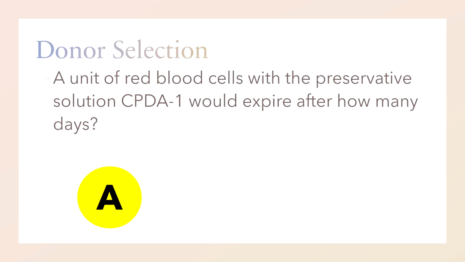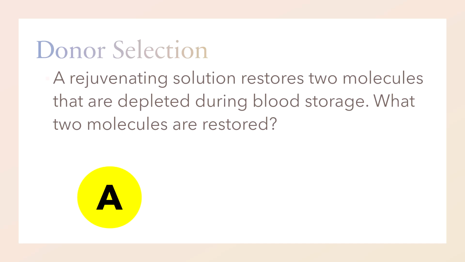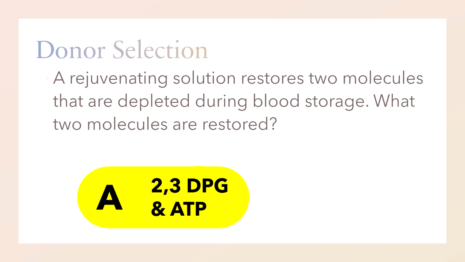A unit of red blood cells with the preservative solution CPDA-1 would expire after how many days? 35 days. A unit of red blood cells with the preservative solution CPD or ACD would expire after how many days? 21 days. A rejuvenating solution restores 2 molecules that are depleted during blood storage. What 2 molecules are restored? 2,3-DPG and ATP.